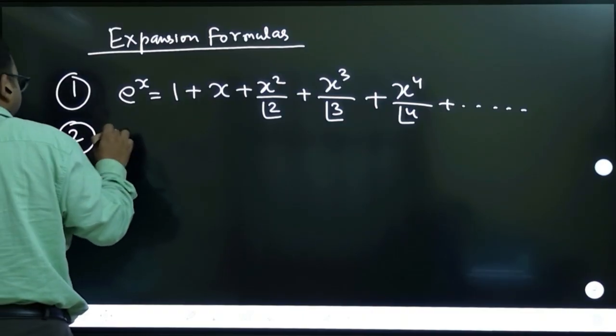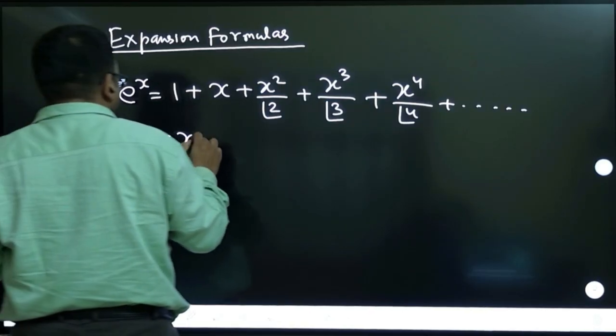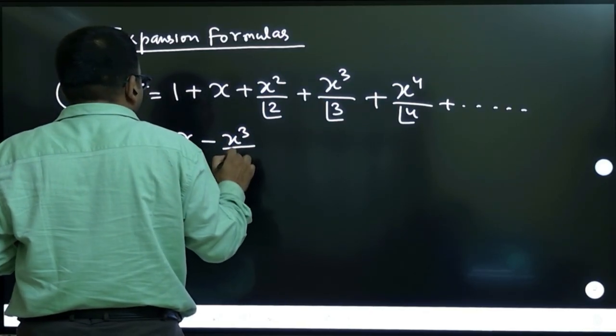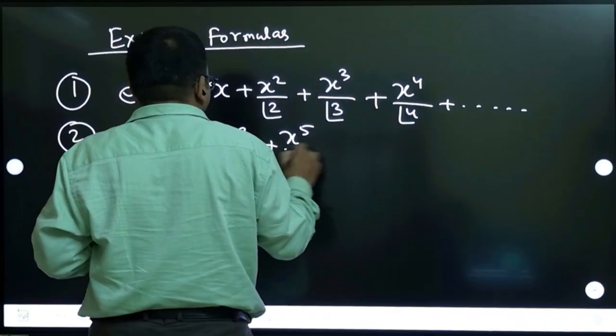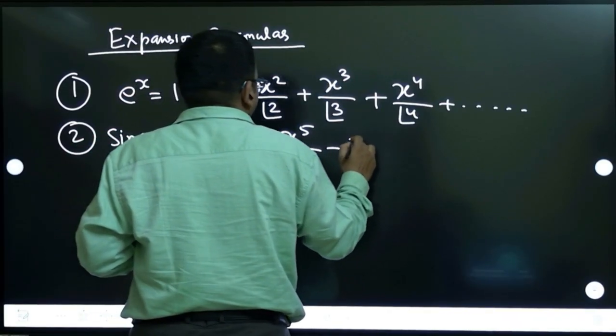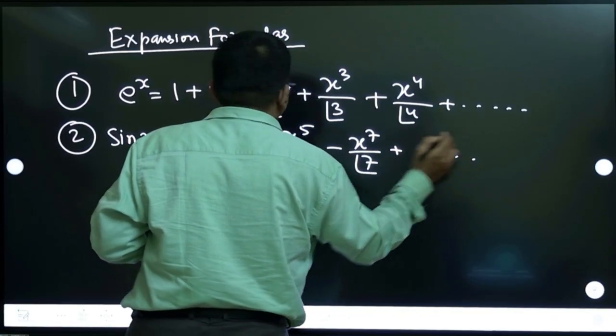Sin x, last class I discussed, but let me write again. Sin x is x minus x cube by factorial 3. Odd factorials will be coming here. Remember, and alternatively the sign will be changing, right? Minus x7 by 7 factorial and so on.